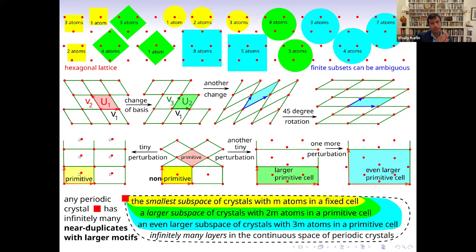It means that starting from any periodic crystal, we could consider it in the subspace of crystals that have the same number of atoms in a fixed cell, say M atoms, but the same periodic structure is infinitely close to a larger subspace: periodic crystals with twice larger number of atoms, 2M atoms in a primitive cell.